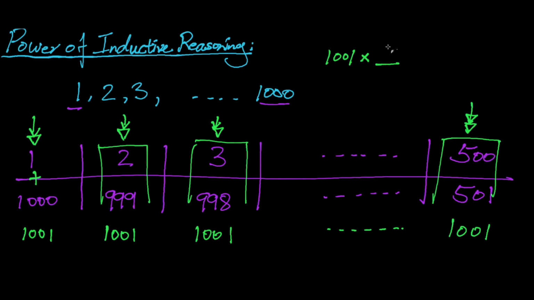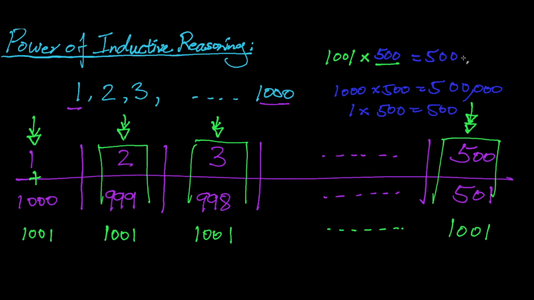So in terms of how many pairs we have, 500 in total. And we would get, let's see, 1000 times 500, that's equal to 5 with 1, 2, 3, 4, 5 zeros behind it, 500,000. And 1 times 500, that's just 500. The sum of these two is 500,500. So that is our final answer.